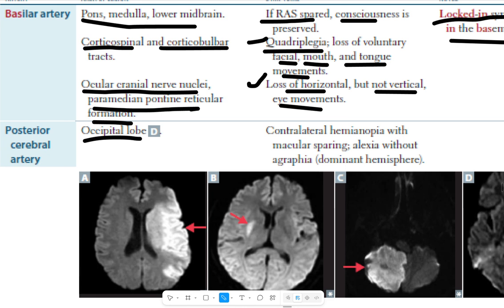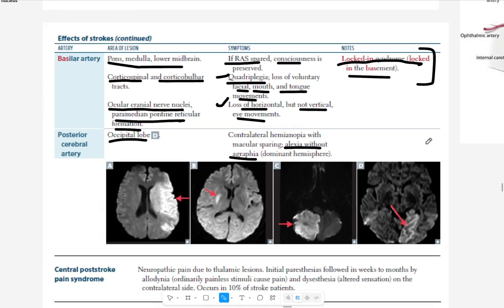The dominant hemisphere posterior cerebral artery can produce alexia without agraphia. What does this mean? Agraphia means inability to write, right? So alexia without agraphia means the patient can write, but he cannot read, even what they themselves have written. This occurs because the visual cortex is disconnected from the language dominant hemisphere while the language areas themselves remain intact. Since the visual cortex is disconnected from the language areas, but the language areas themselves are working, that's why the patient cannot read what they have written, right?